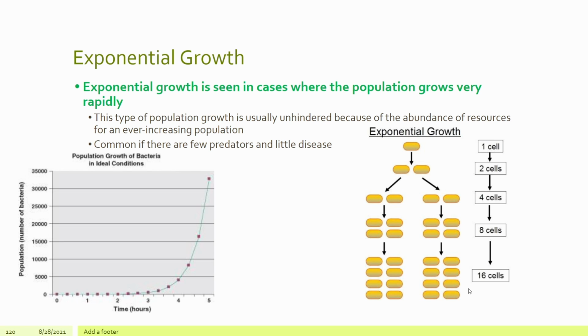We can also look at a type of exponential growth wherein a population grows very rapidly. This is a type of population growth that is usually unhindered because of the abundance of resources for an ever-increasing population. The amount of food resources can slow population growth. This type of exponential growth is common if there are very few predators and little disease for a type of organism.